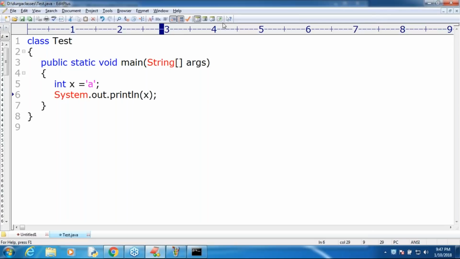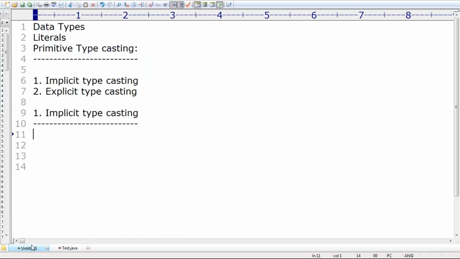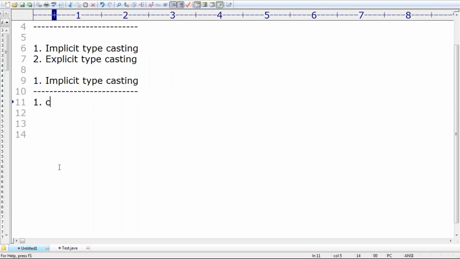So the first important thing: actually I assigned 'A', but the output I'm getting is 97. It is very clear that someone is internally converting char to int. Who is converting this? The compiler. Remember this one. Who is converting this one? Compiler.